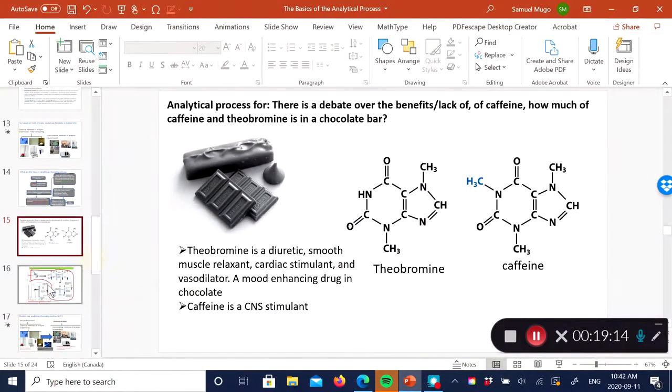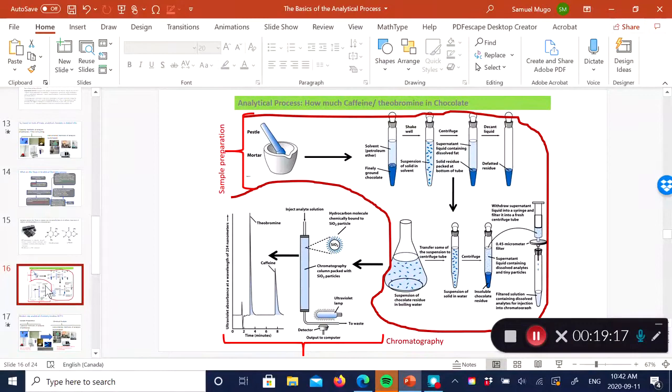So what do you do then? Chances are, what you have here is a solid sample. So it's certainly a heterogeneous sample. So the theobromine and caffeine are not evenly distributed in a chocolate bar. And so I need to make it a representative sample. I need to make it a homogeneous sample. So I'll take the chocolate bar, maybe I'm going to grind it with a mortar and pestle. I'm going to hopefully do solid phase extraction with the right type of solvent. You have to think about the best solvent that would dissolve caffeine and the theobromine.